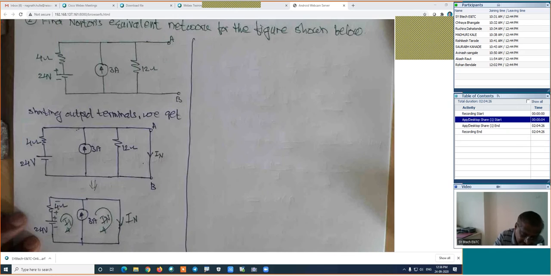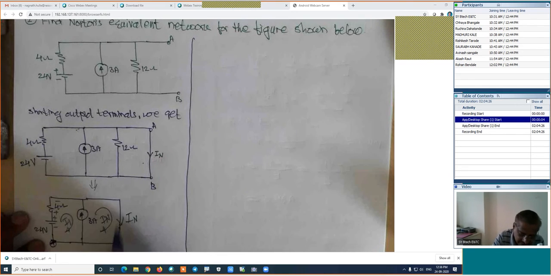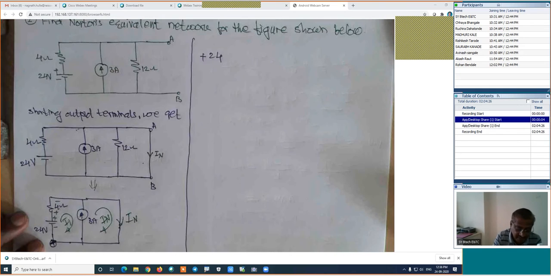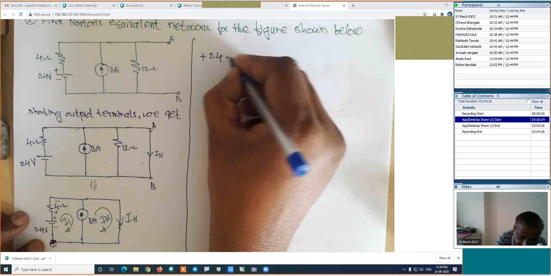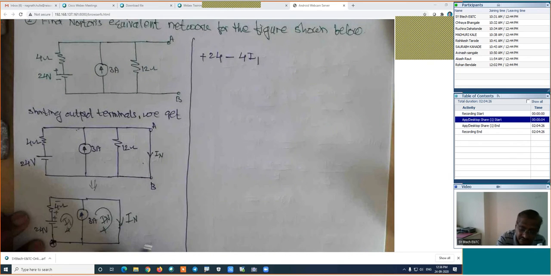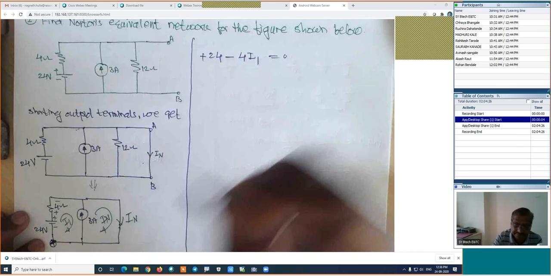Now, how is the KVL? We cannot apply the KVL to this. I will use the KVL to the super mesh. I will start from this point. We are traveling clockwise. Negative to positive is plus, its voltage is 24. Then positive to negative is minus 4 into its current, which is I1. Then there is no element which is equal to 0.